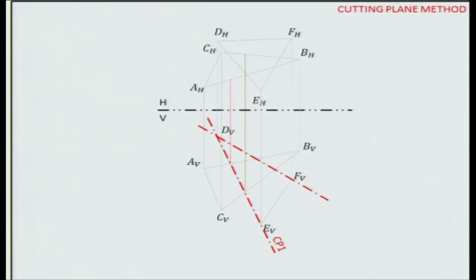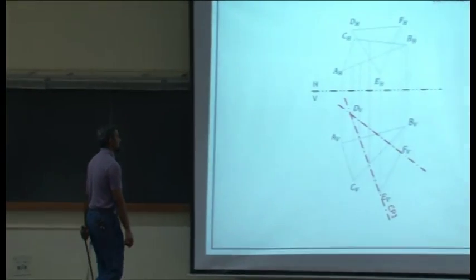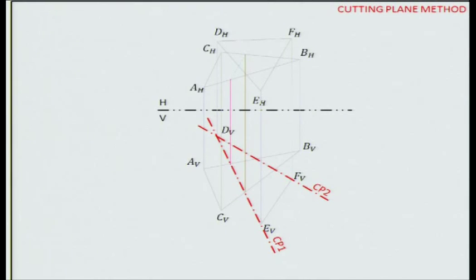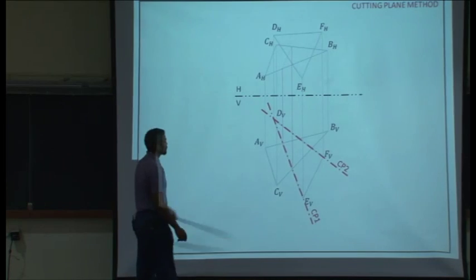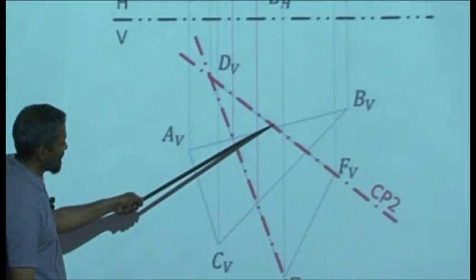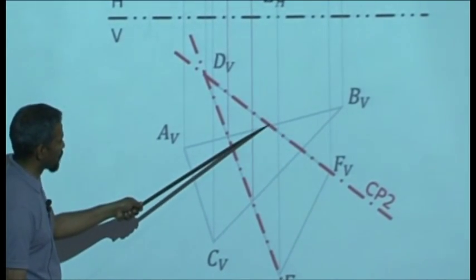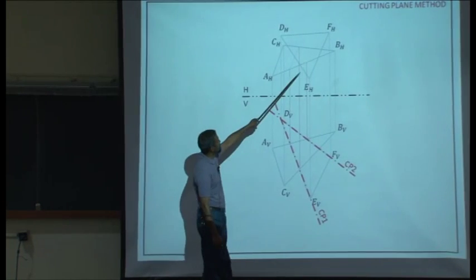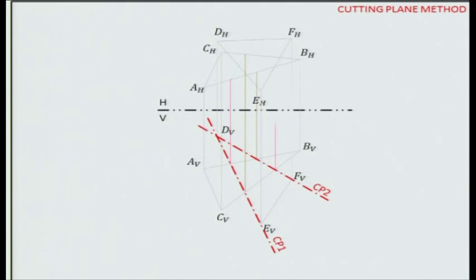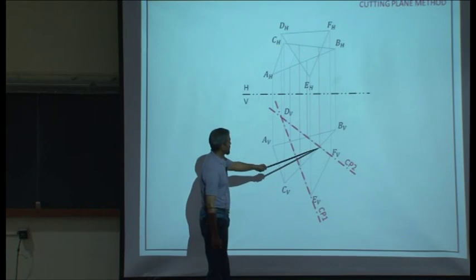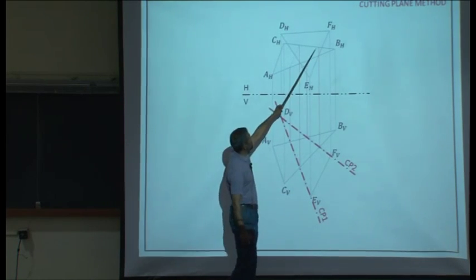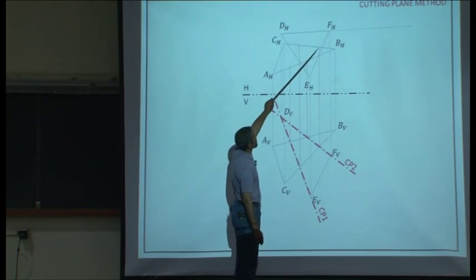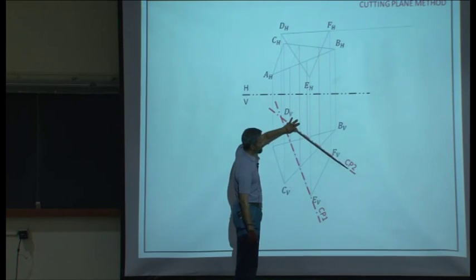Take another plane. That plane passes through DF. Let me call this CP2. This plane is going to be intersecting ABC at this point and this point. So, this point lies on AB, this point lies on BC. Project this point up on AB, lies over here. Project the other point from here, lies on BC. This would be the line of intersection between the plane ABC and the imaginary plane CP2.